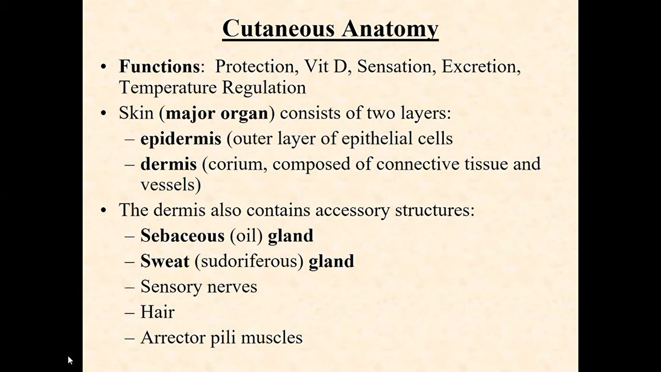Cutaneous anatomy. Functions: protection, vitamin D, hormone, sensations, excretion, temperature regulation. Skin is a major organ, one of the largest organs, in fact the largest organ that we have. It consists of two layers: the epidermis, which is the outer layer filled with epithelial cells, and the dermis, or corium, composed of connective tissues and vessels.